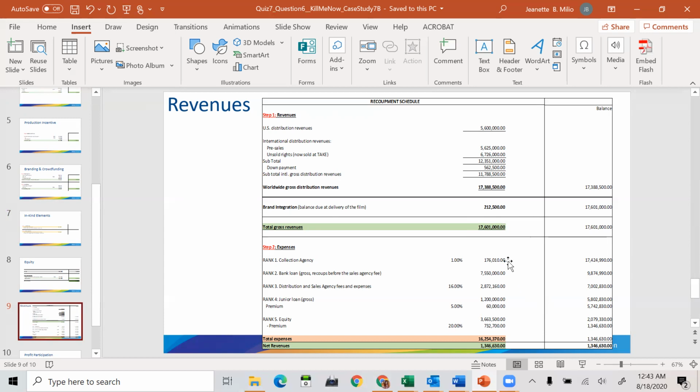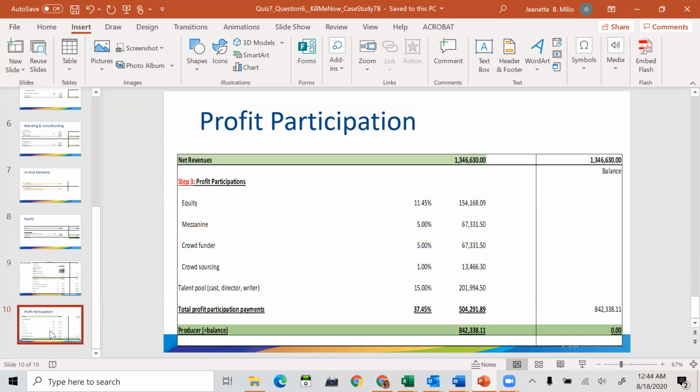And then we pay what we always pay. We pay the collection agent, we pay our bank loan back, we pay the sales agency fee, we pay our mezzanine loan and the premium back, we pay the equity and the premium. So our total expenses will be $16,255,370. And our net revenues, if we're taking all our gross revenues and deducting all our expenses, will be $1,346,630.